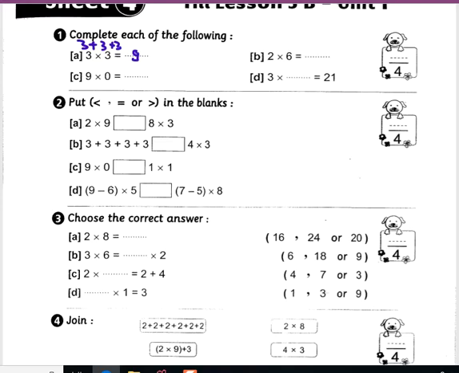Number B, he said 2 times 6. 2 times 6 equals 12.